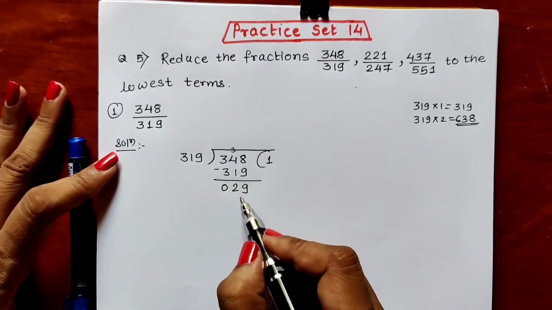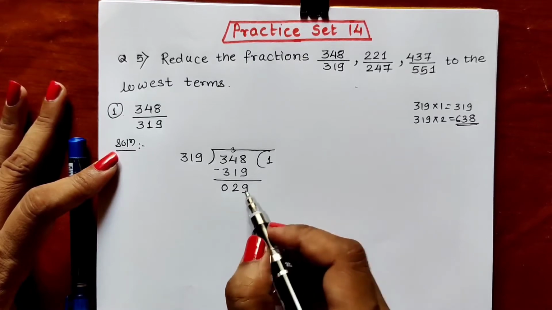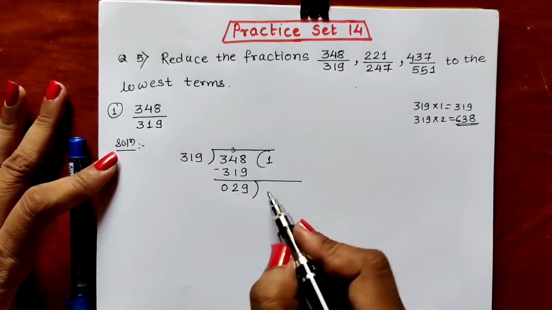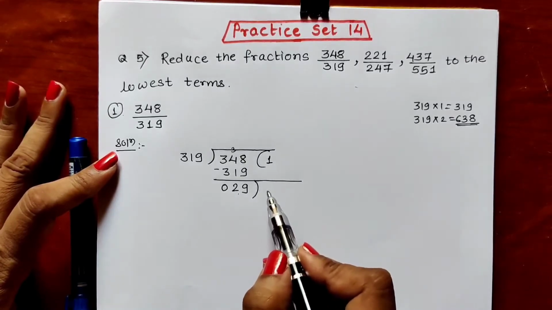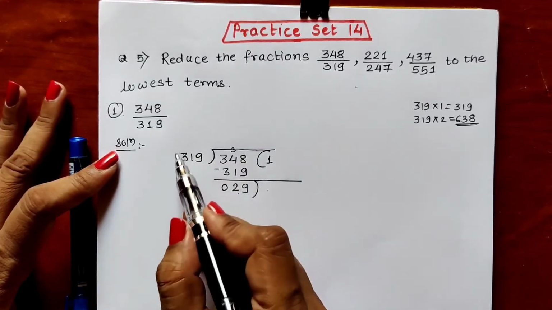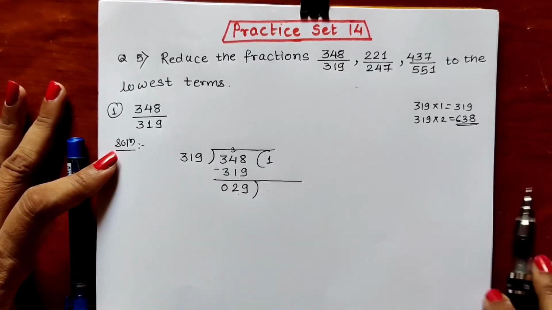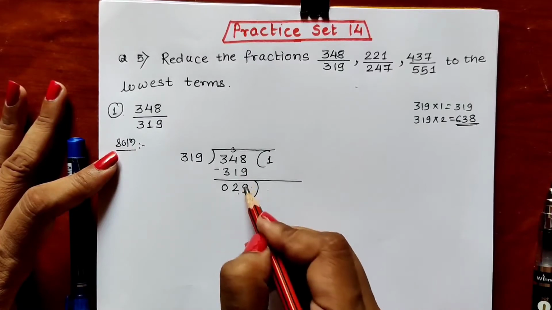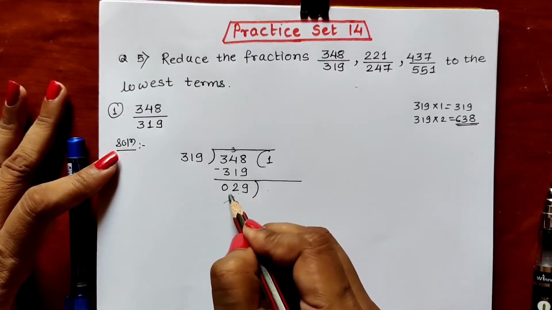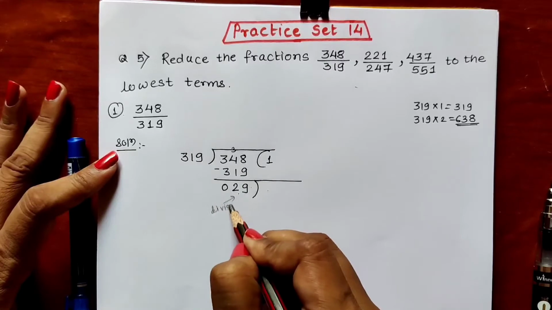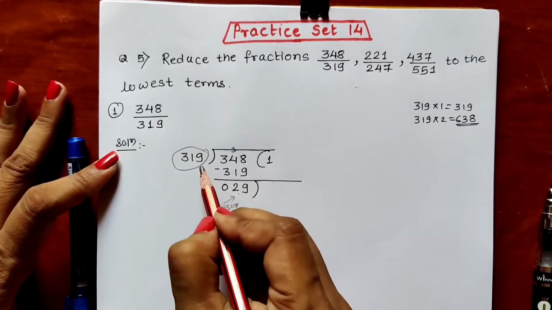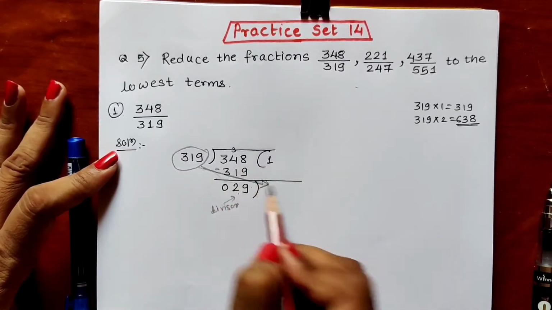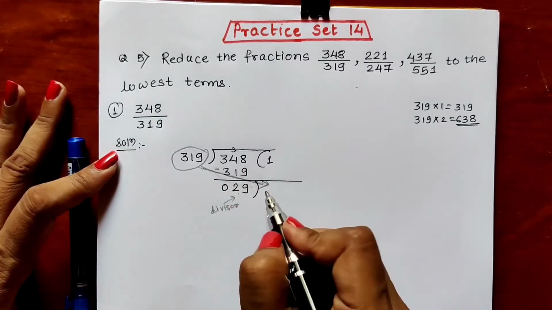Now this remainder 29 becomes the divisor of the second step. The remainder of the first step becomes the divisor of the second step, and inside this symbol, the dividend will be the divisor from the first step. So the remainder from the first step becomes the divisor for the second step, and the divisor of the first step becomes the dividend of the second step. Here we have to write 319.